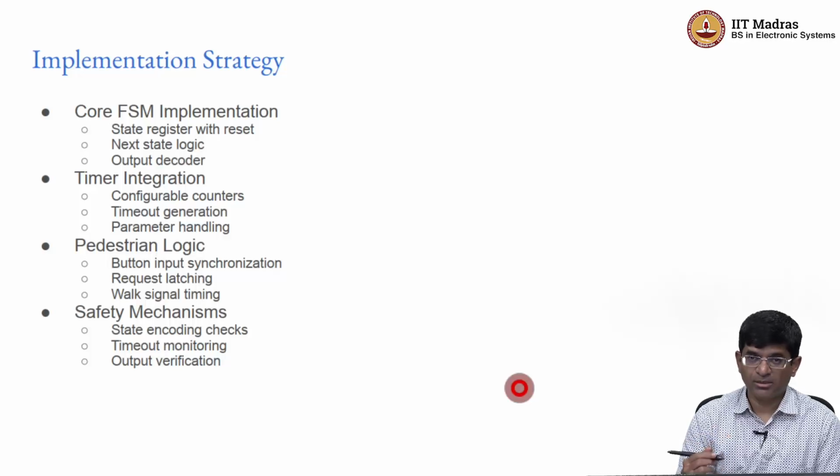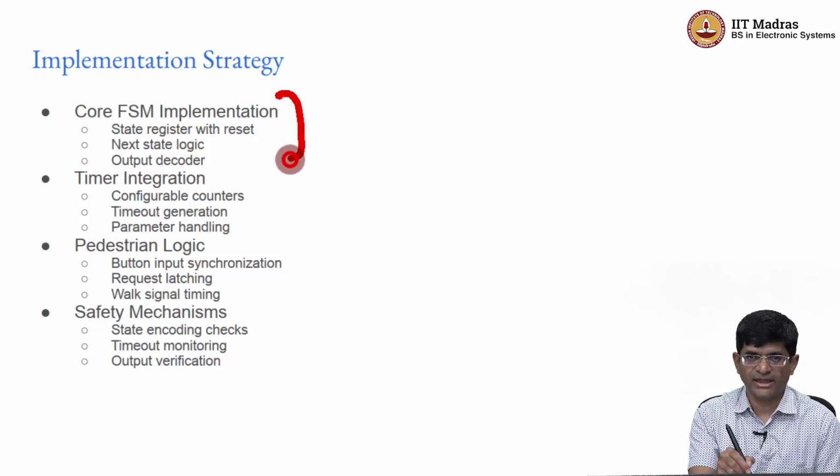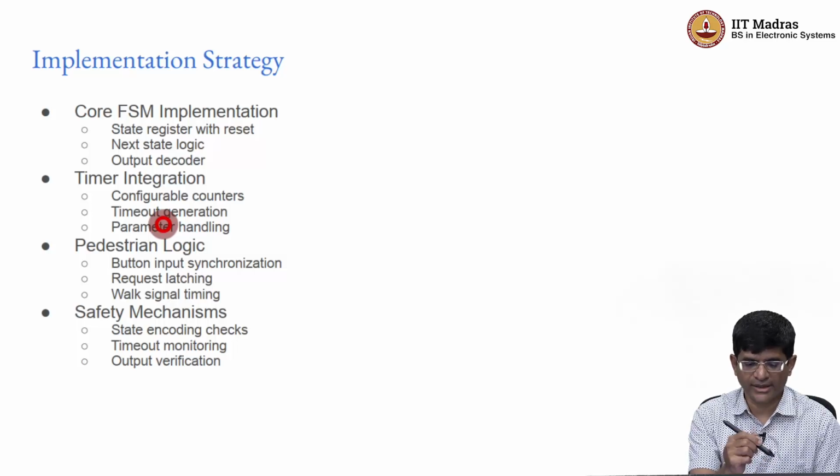Before we get into the actual implementation over here, we want to think about the strategy. How do we go about doing this? We first have the core FSM, right, the finite state machine that we want to implement. We can already know that we need a state register with reset, some kind of next state logic and an output decoder. But as we already saw, this particular finite state machine also requires some kind of timer integration, right? There is a concept of timeouts that we need to implement. Some kind of configurable counters, and implementing these timeouts needs to be handled carefully within the logic that we write.